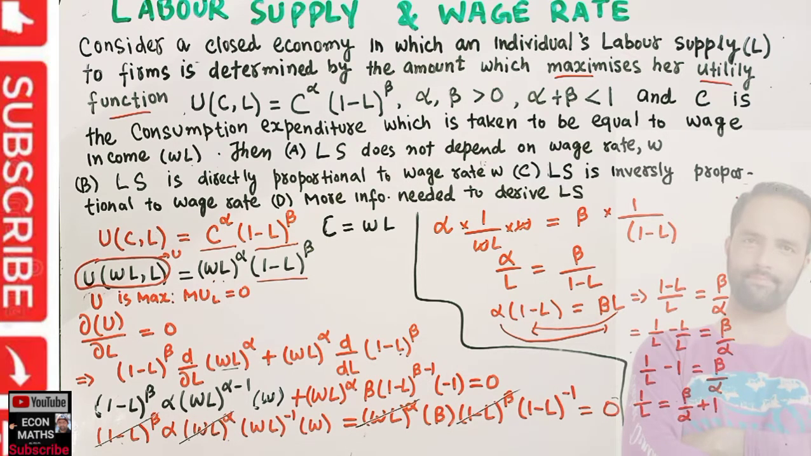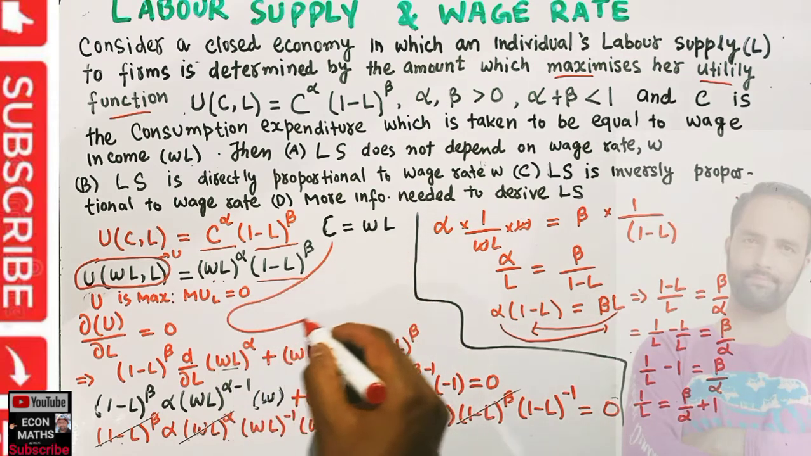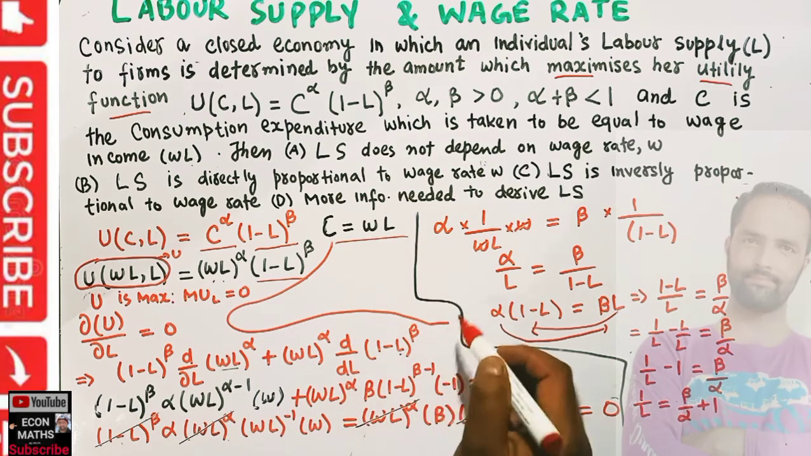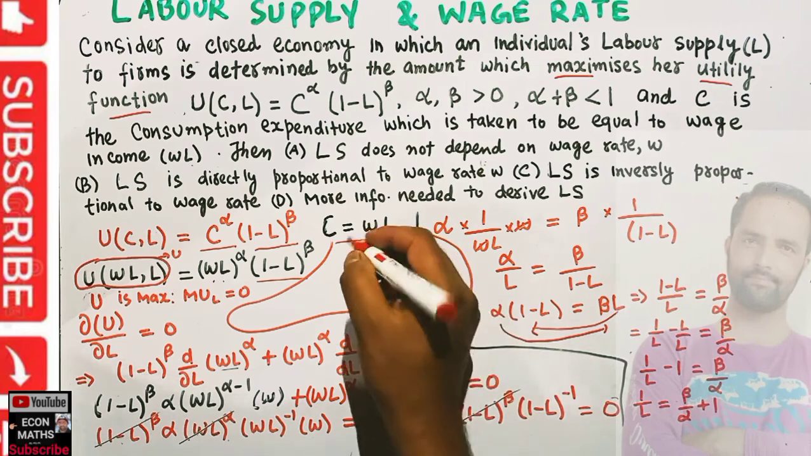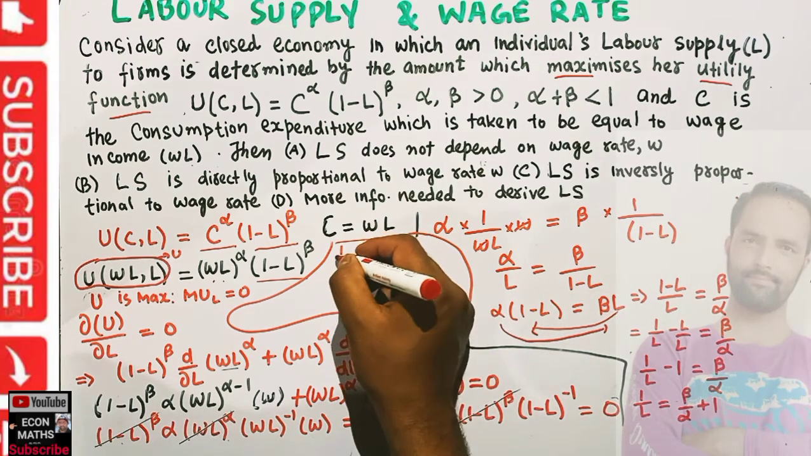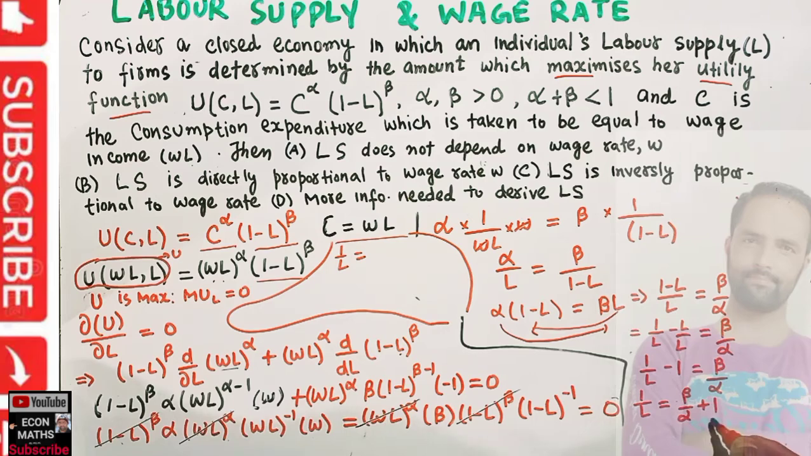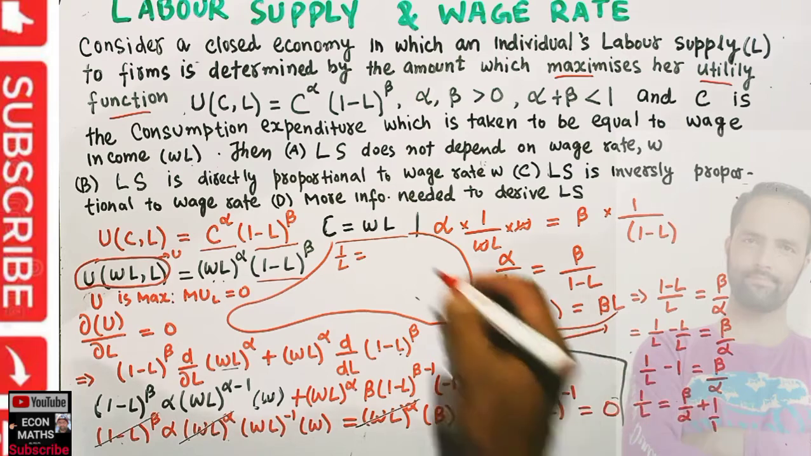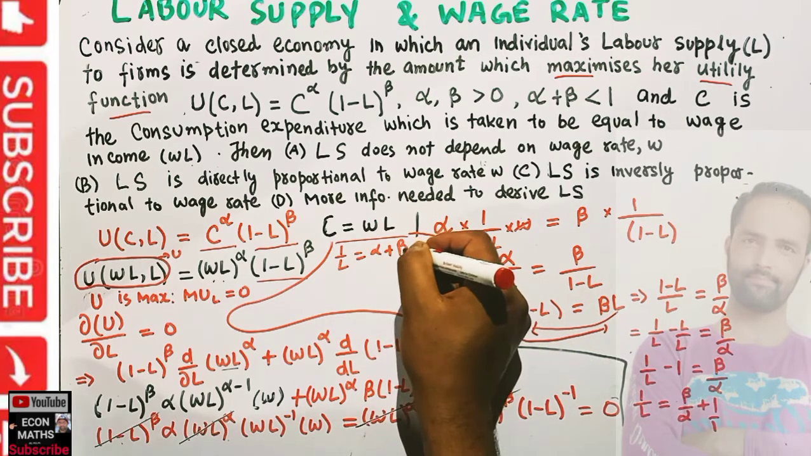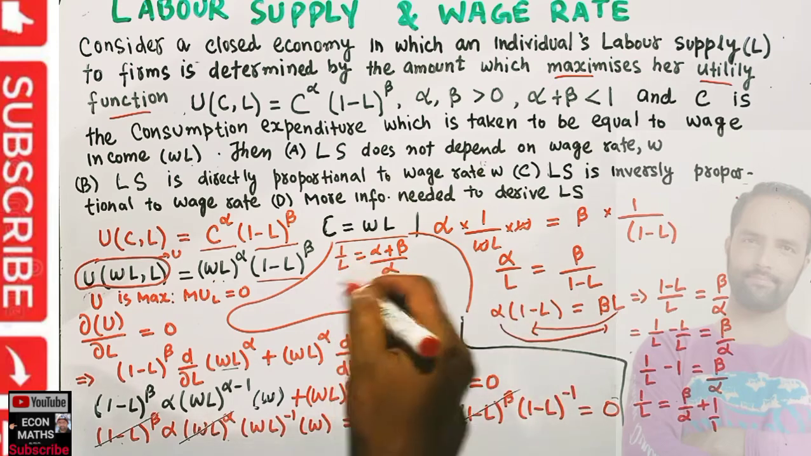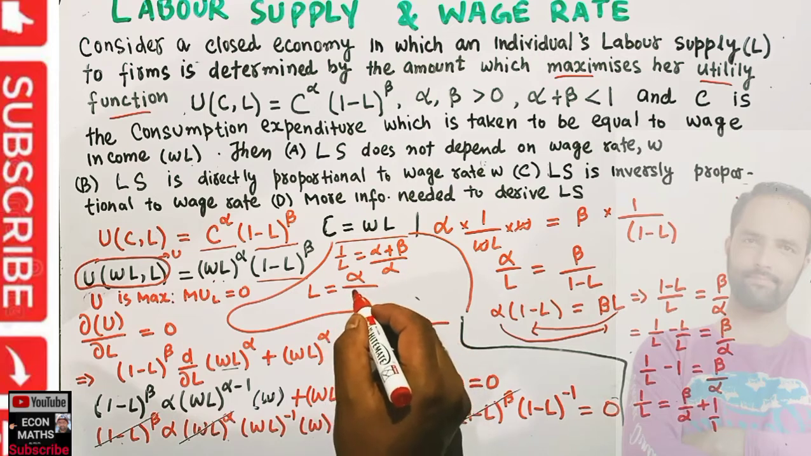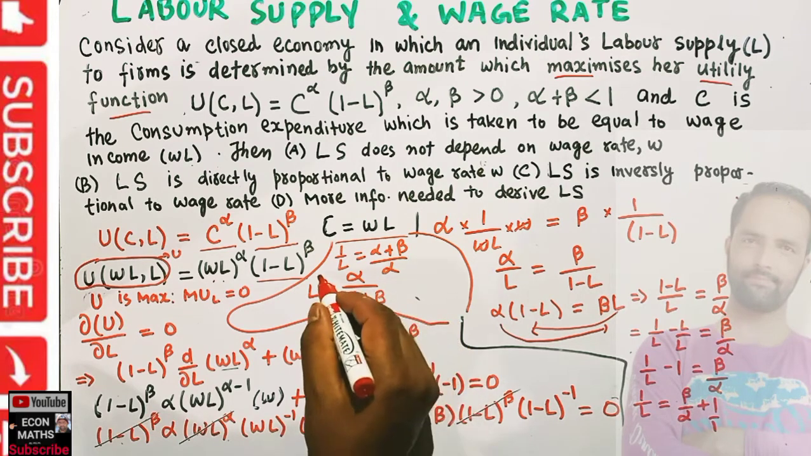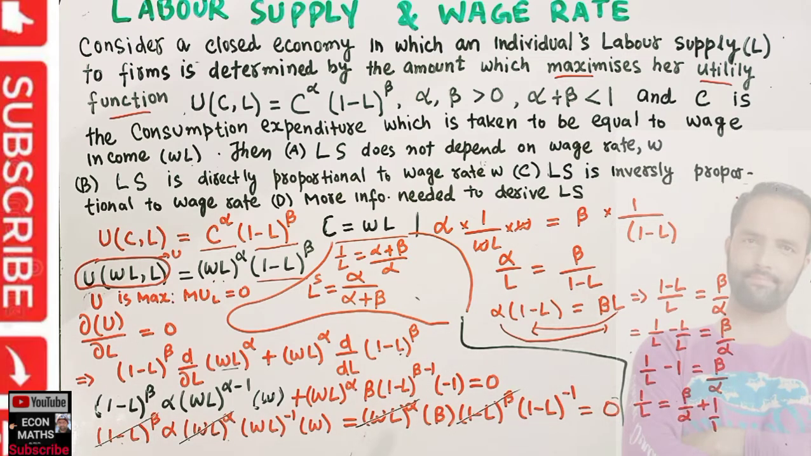Now where do I write the other step? Let me write it here, because I don't have infinite space. So we have 1 upon L is equal to, doing cross multiplication, (alpha plus beta) upon alpha. Now reciprocating both sides, we have L is equal to alpha upon (alpha plus beta). This is our labor supply.